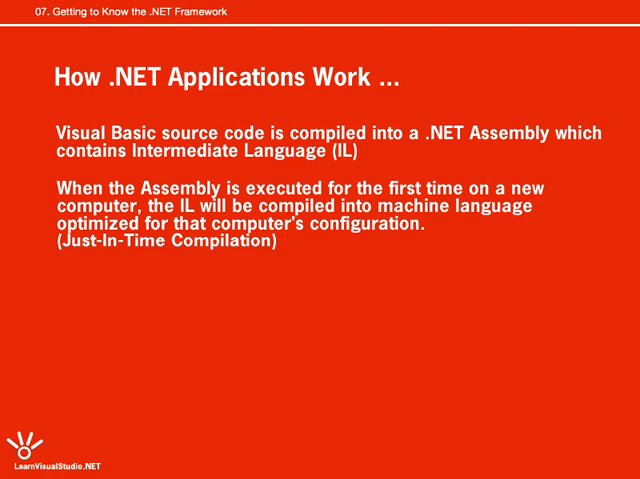Now, when that person actually tries to execute the application the first time, it goes through this just-in-time compilation step. And then all subsequent times, what will happen is it will use that optimized version of the assembly in order to run from that point on. So that compilation step only happens once.